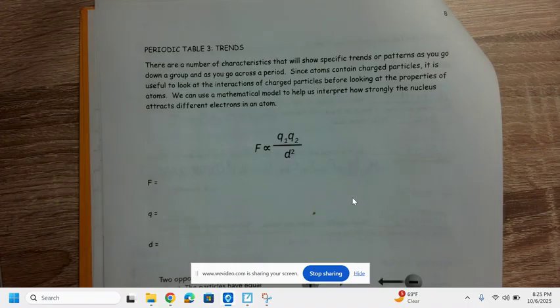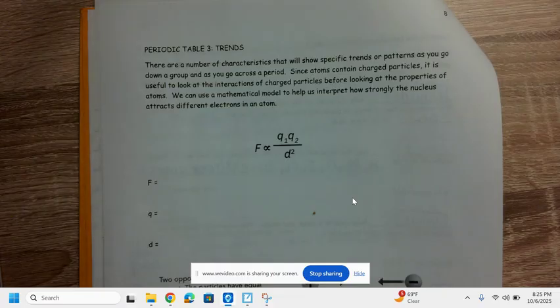So we're going to start with Coulomb's law. There are a number of characteristics that will show specific trends or patterns as we go down a group and across a period. You kind of saw that when we looked at valence electrons and energy levels. Remember, as you go down a group, valence electrons stay the same and the number of energy levels increases, and then left to right across the period, the valence electrons increase and the energy levels stay the same.